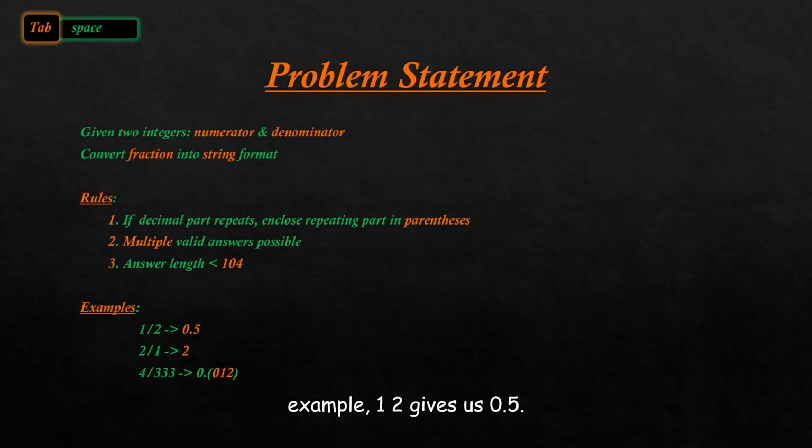For example, 1 divided by 2 gives us 0.5, clear, finite, and done. 2 divided by 1 is simply 2, but 4 divided by 333 results in a repeating sequence, 0.012 with 012 inside parentheses. Our task is to detect such repetition and represent it properly.